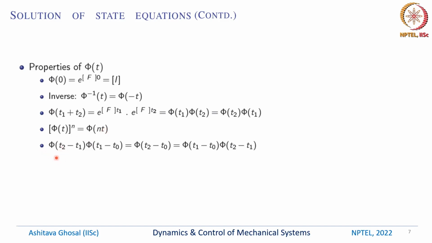Lastly, you can see that phi of t2 minus t1, so I go from t0 to t1 and then t1 to t2. So phi of t2 minus t1 into phi of t1 minus t0 is the same as phi of t2 minus t0. Again, it follows from the fact that these are exponentials, and exponential of t2 minus t1 into exponential of t1 minus t0 will be exponential of t2 minus t0. And again, we can reverse the order. We can write this as phi of t1 minus t0 and phi of t2 minus t1.